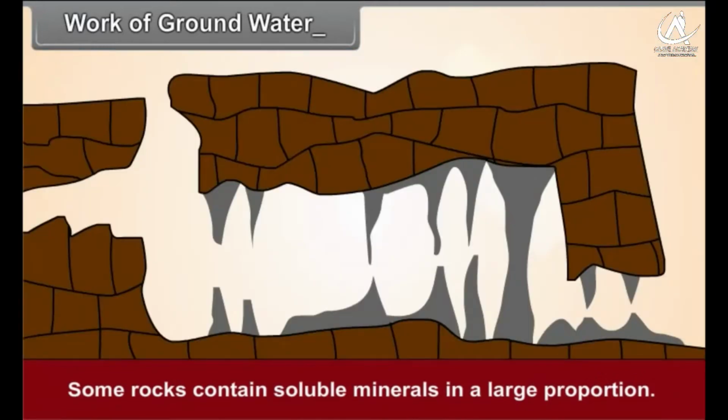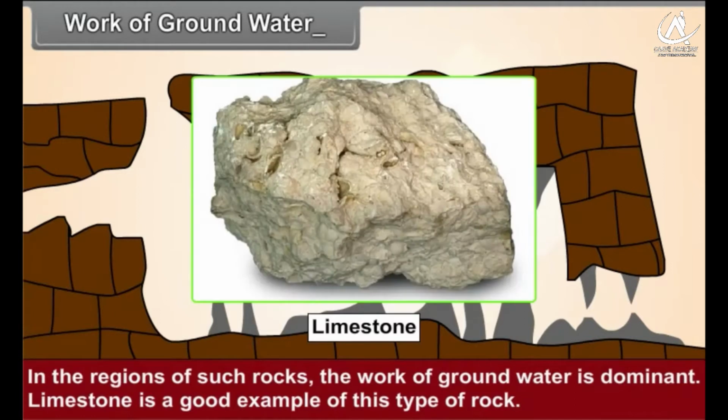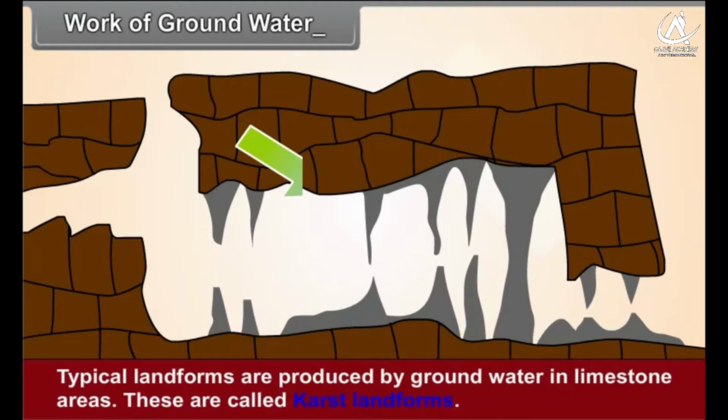Some rocks contain soluble minerals in a large proportion. In the regions of such rocks, the work of groundwater is dominant. Limestone is a good example of this type of work. Typical landforms are produced by groundwater in limestone areas. These are called karst landforms.